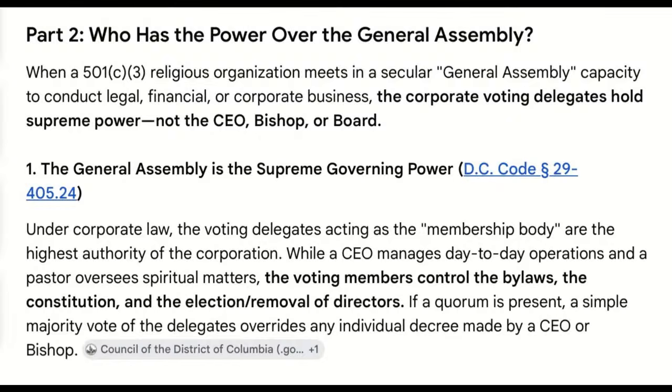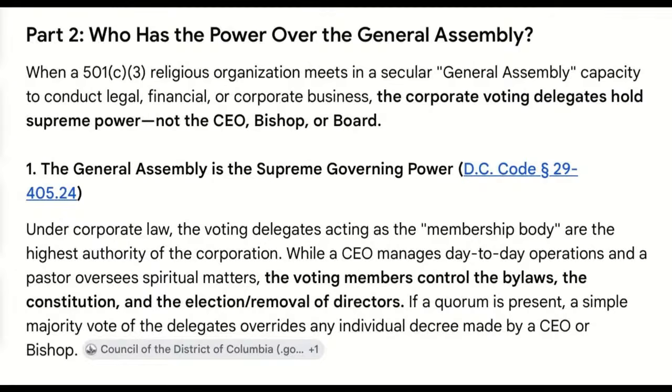The people are the supreme. They hold the highest governing power. In other words, the people have the final say. The people. And this is based on corporate law.